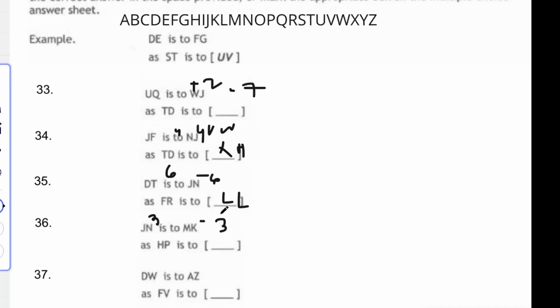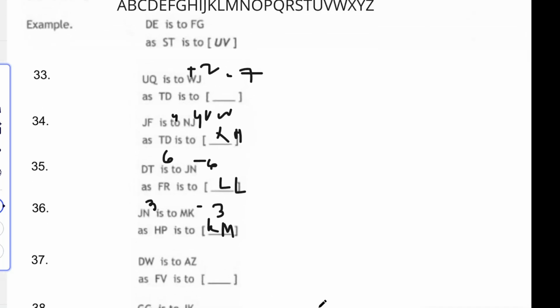Minus 3. So H plus 3 is going to be 1, 2, 3, so K. Then we get P minus 3, 1, 2, 3. We would get K, 1, 2, 3. Sorry, P minus 3, 1, 2, 3. We get M.